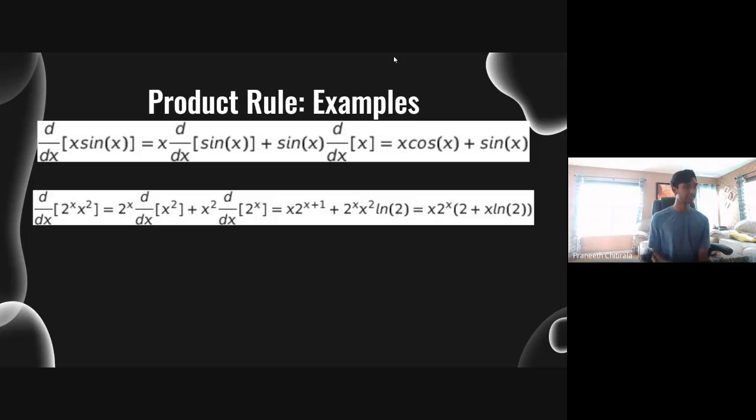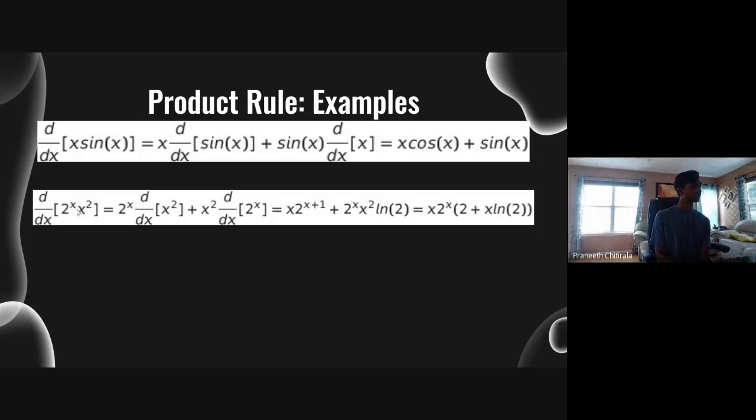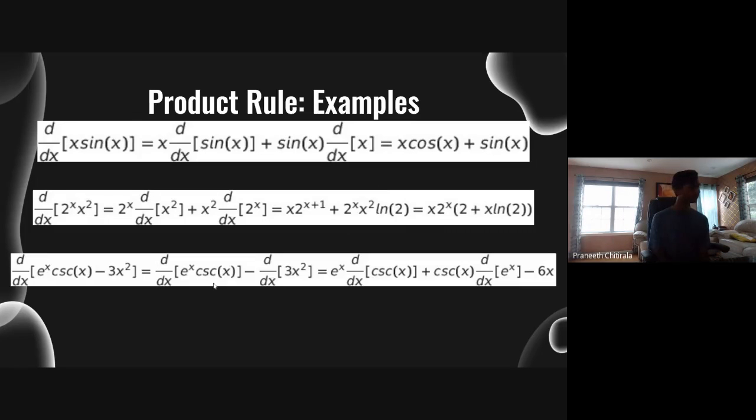And you could simplify this to get x times 2 to the x power times 2 plus x times the natural log of 2. This is just a simplified form, but essentially this is the derivative of 2 to the x times x squared. Now we have a much more complicated function: x squared, e to the x times cosecant of x minus 3x squared. So using the sum rule always comes first, because of, using PEMDAS, actually no, not PEMDAS.